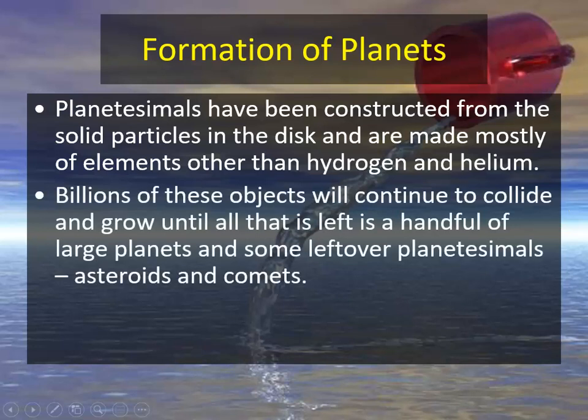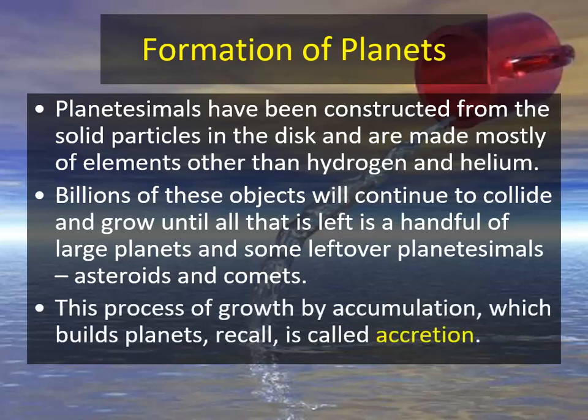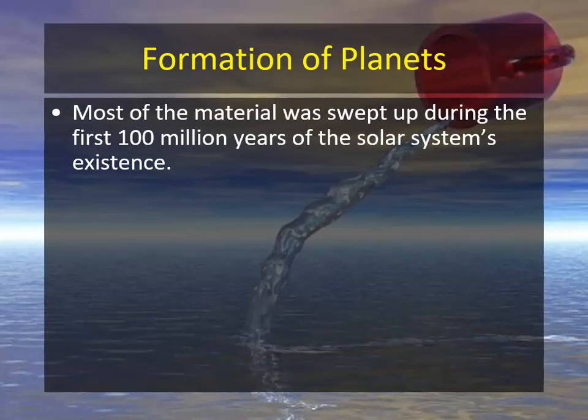Now, as this accretion continued, you ended up getting larger objects until eventually what you would have would be a handful of large planets and a number of leftover planetesimals. In our solar system, those would become asteroids and comets, and that's why astronomers are so interested in learning more about asteroids and comets, because these are relics from the initial formation of our solar system. But again, this process of growth by accumulation, which eventually builds planets, is what we call accretion. Again, just don't confuse it with accretion disks around black holes. Those are completely different types of accretion disks that form in a different way.